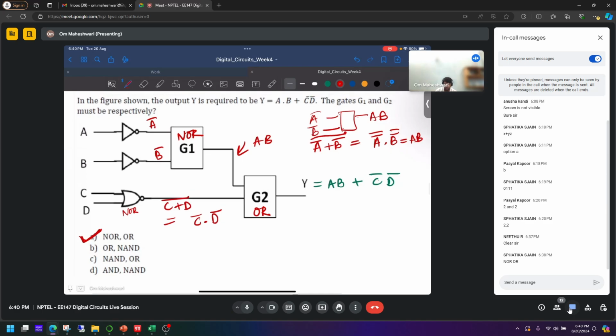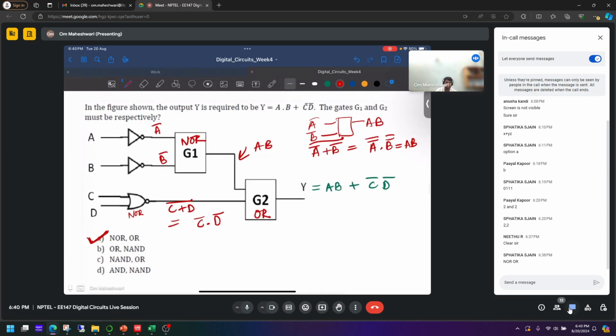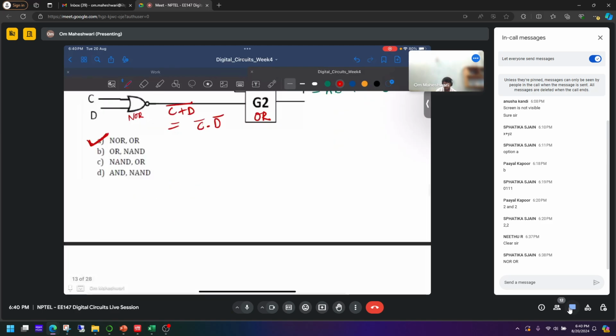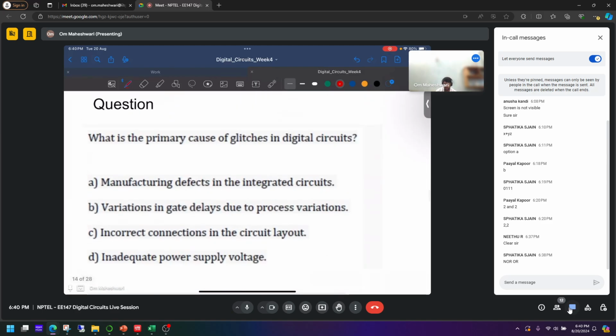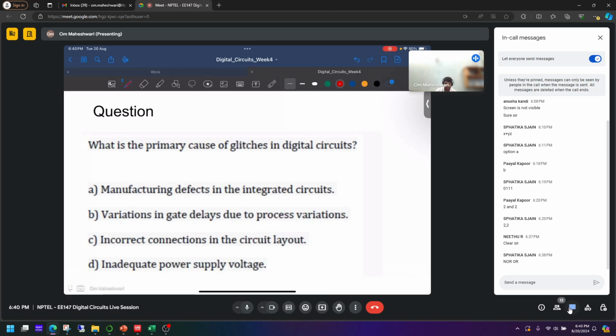Okay, so if there is no doubt, let us move on to the next one. What is the primary cause of glitches in digital circuits?